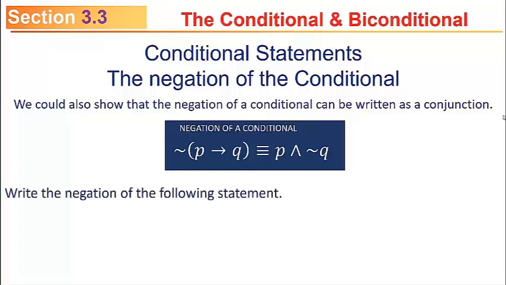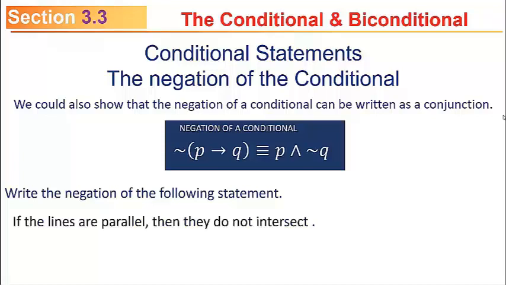An example: write the negation of the following statement. The statement is, if the lines are parallel, then they do not intersect. So the negation of that statement. The lines are parallel is like the P. The if then is the right pointing arrow. They do not intersect is like Q.